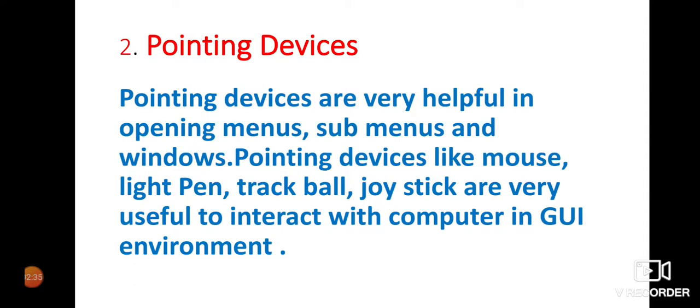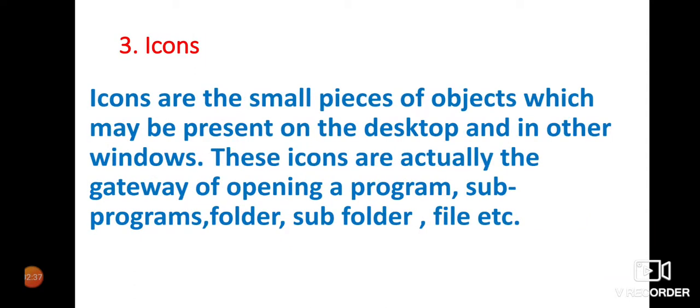Third is icons. Icons are small pictorial objects present on the desktop and in other windows. These icons are generally the gateway to opening a program. For example, folder, subfolder. When we click on these icons, the program is opened.